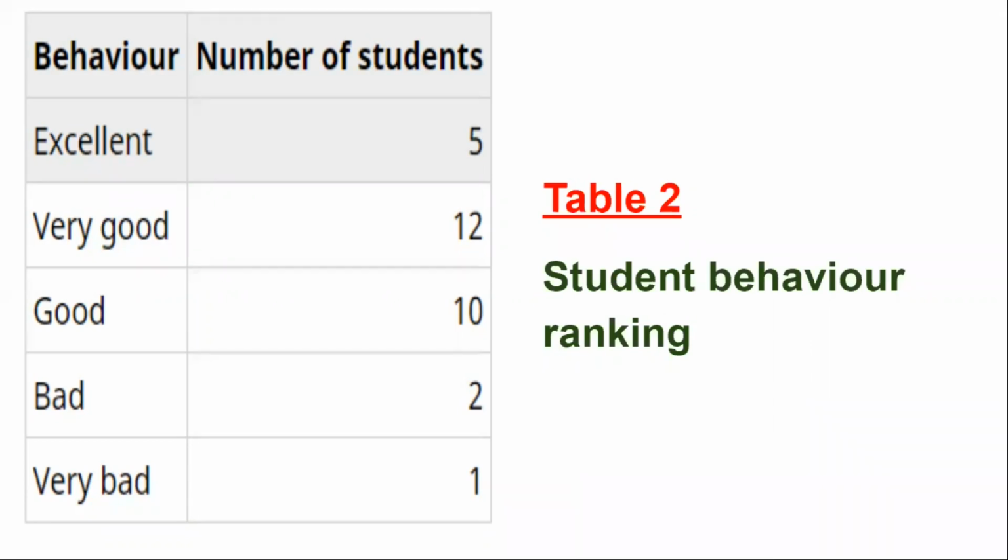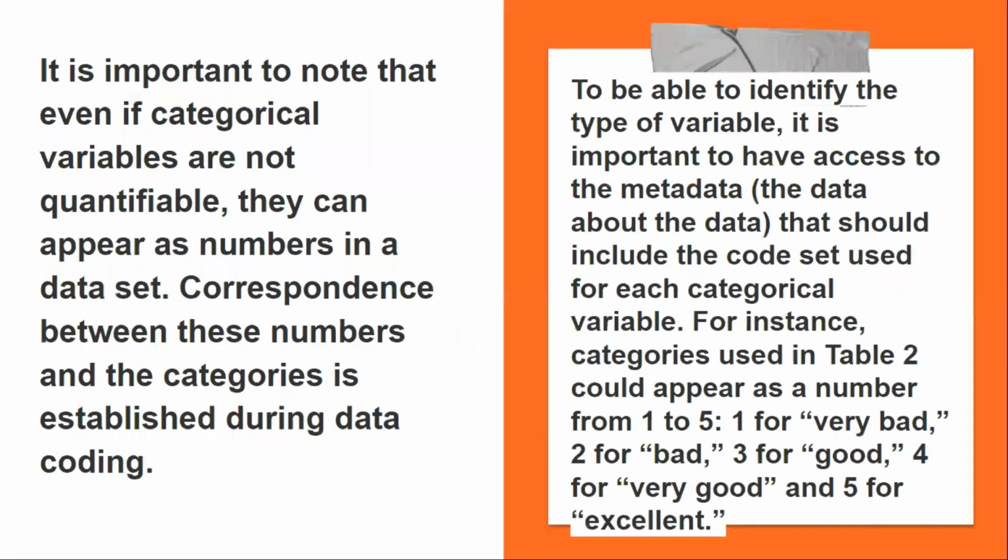As behavior, we have excellent: 5 students were excellent. 12 of them were very good. 10 of them were good, and 2 of them were bad, and only one person in the classroom had very, very bad behavior. So it's important to note that categorical variables are not quantifiable.